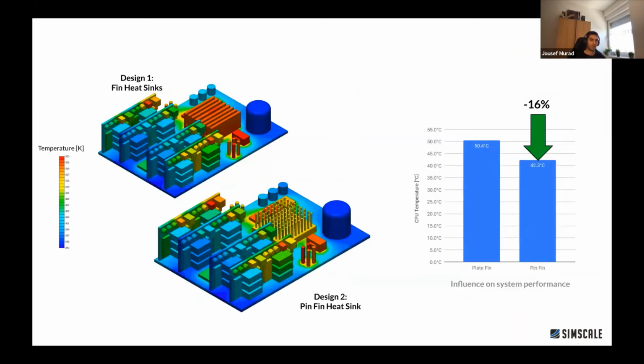So what we achieved with the heatsink design change is basically a reduction in the CPU temperature of 16%, which is quite significant. So this is how we changed the system performance. And it didn't even take hours to do this.